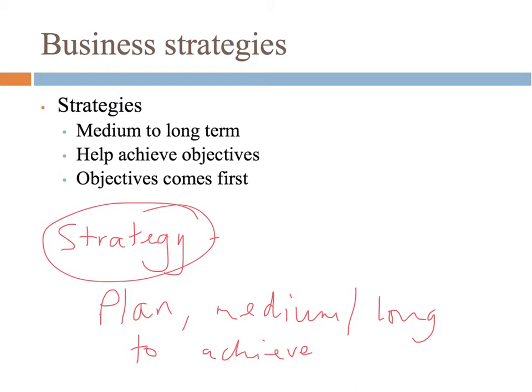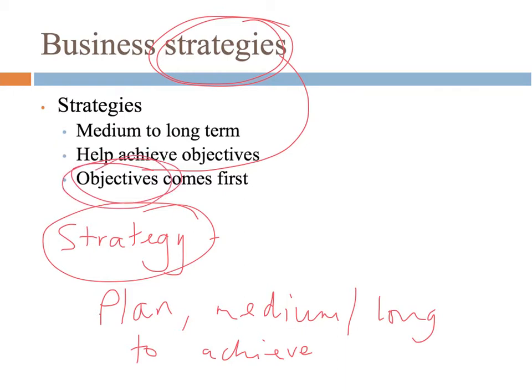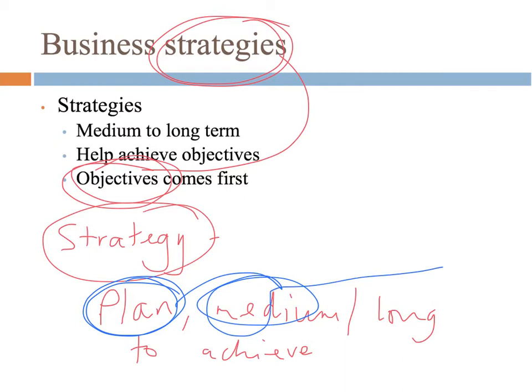Strategy should not be considered until the company's corporate and functional objectives have been agreed. That's just obvious. We can't come up with a strategy of how to achieve something until we know what it is we want to achieve. So the big thing here to remember, don't get hooked up on the word strategy, just think of it as a plan for the medium to long term.